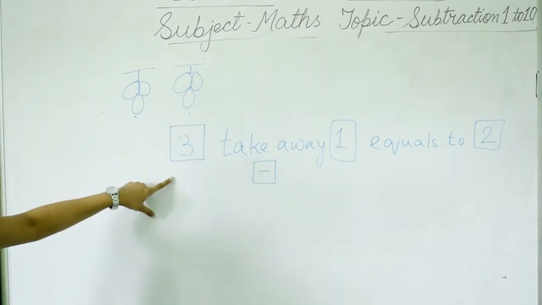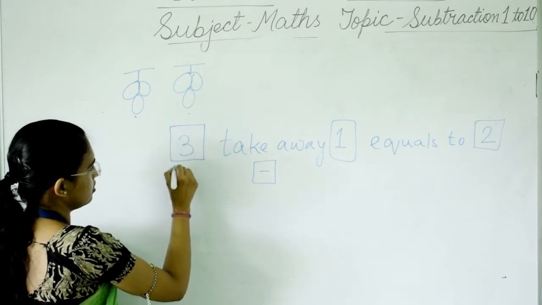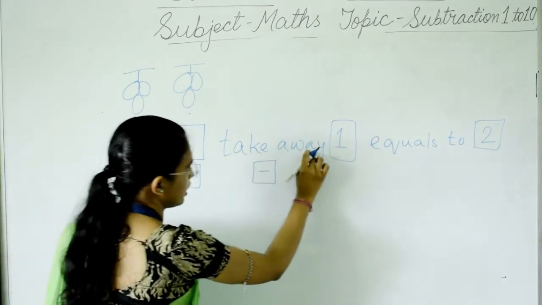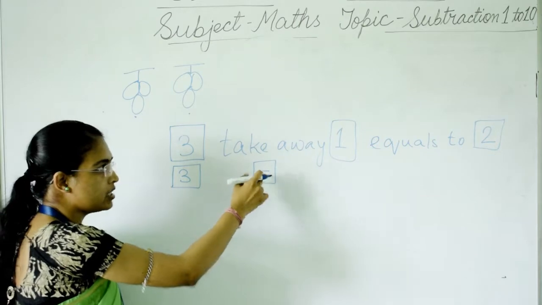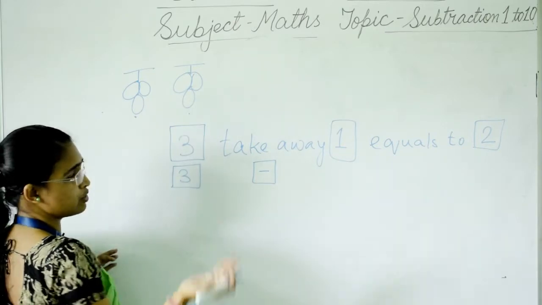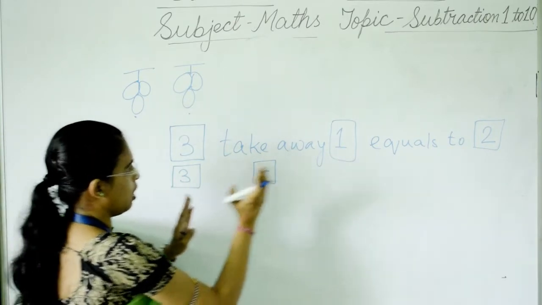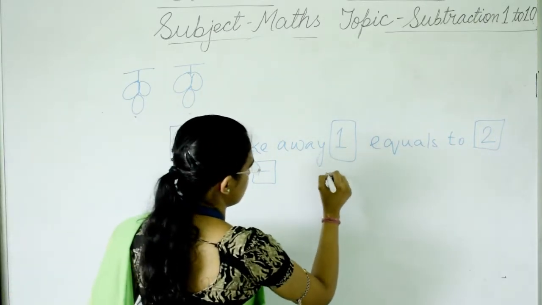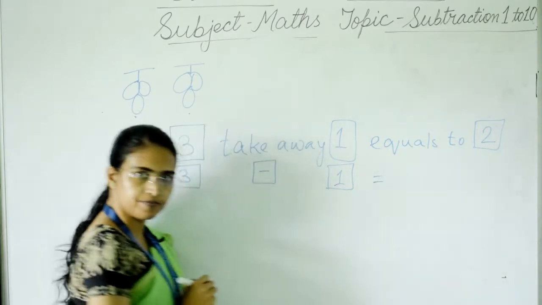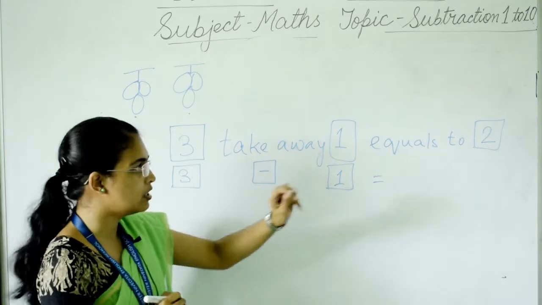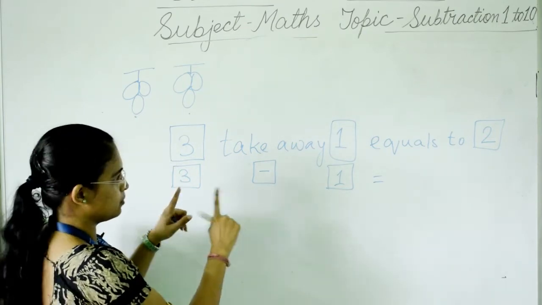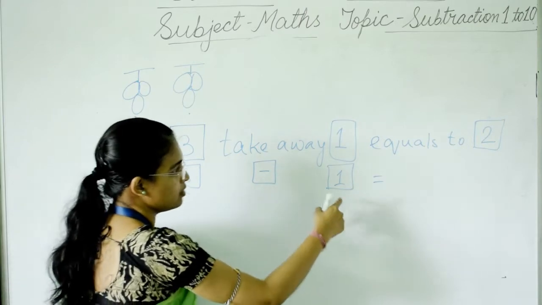So how can we write this in another way? What is the other way? First we have 3 grapes, that's why we have written 3, and instead of take away we have used this sign, the minus sign. Then I have written 1 grape, so I have minus. So we have to minus 1 from 3. So that's why I have written here 1, and we use the equals sign. This is the equals sign, and when we do the subtraction, 3 minus 1, what will be the answer?